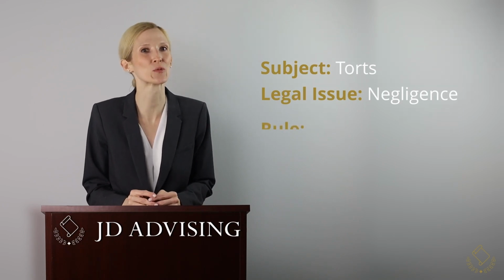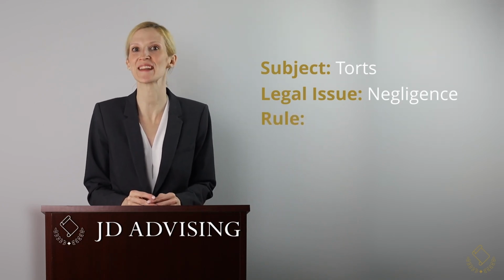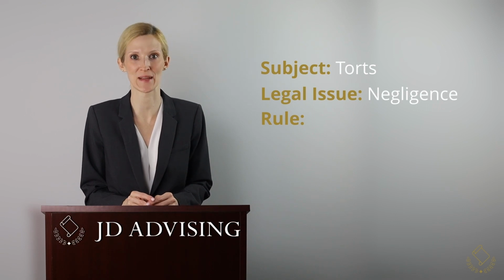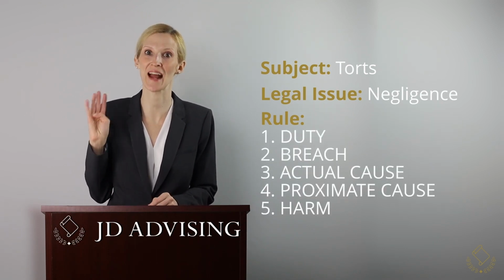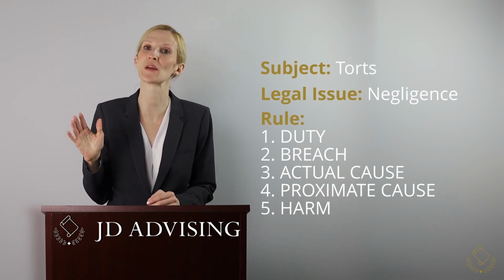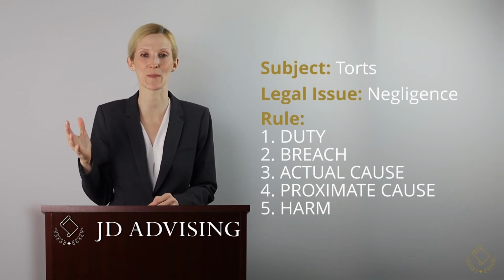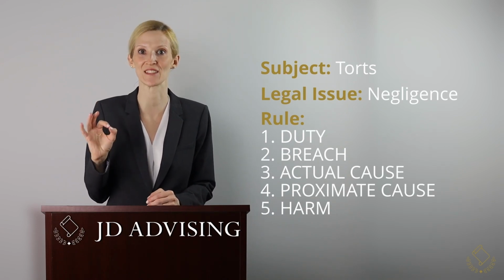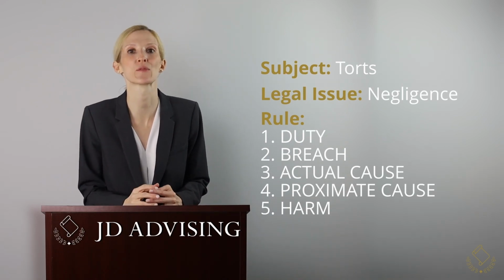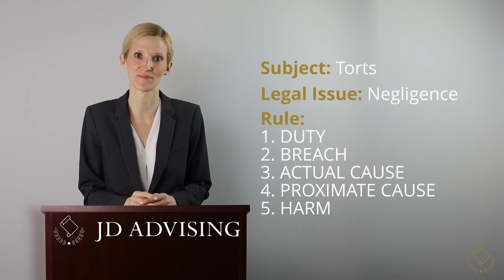Now, what's the legal rule for negligence? Remember, in a negligence case, you have to prove 4 elements: duty, breach, actual and proximate cause, and harm. So the woman is going to have to prove all 4 of these elements by a preponderance of the evidence in order to prevail in a negligence claim. So let's go through them in our analysis section.